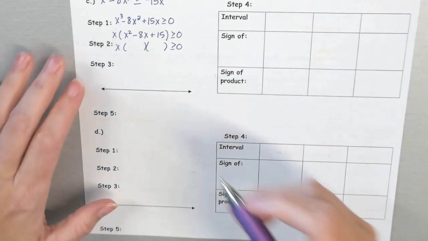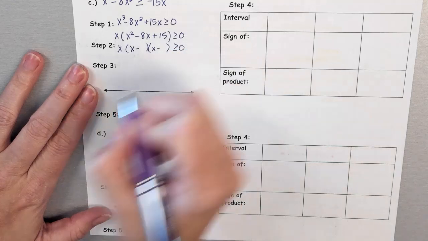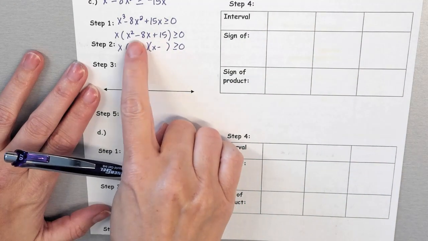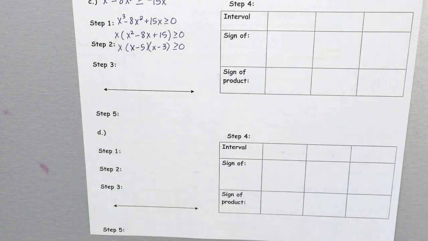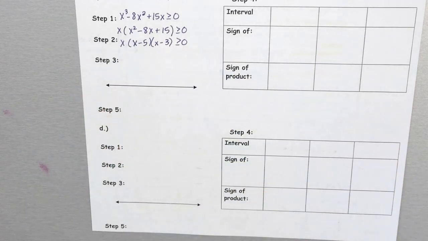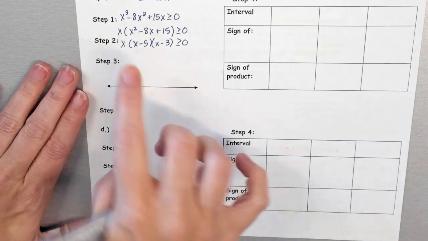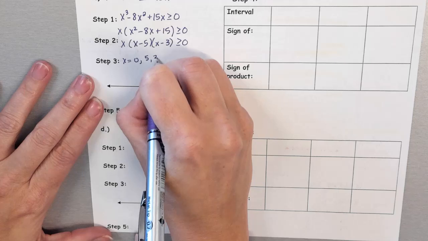And then what do we get for these two? Hope you got minuses for both, because you have a positive here and a negative here. It doesn't matter what order you put those in. It only matters what order you put them on the chart. Now, don't forget x. What makes x 0? 0. So you should have 0, 5, and 3.